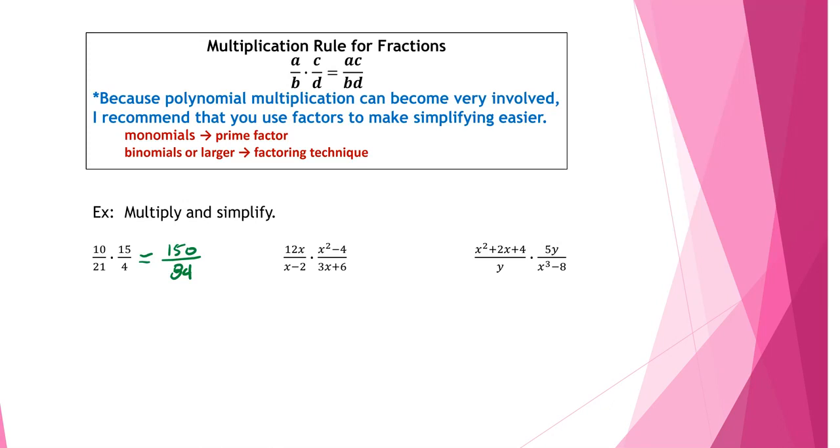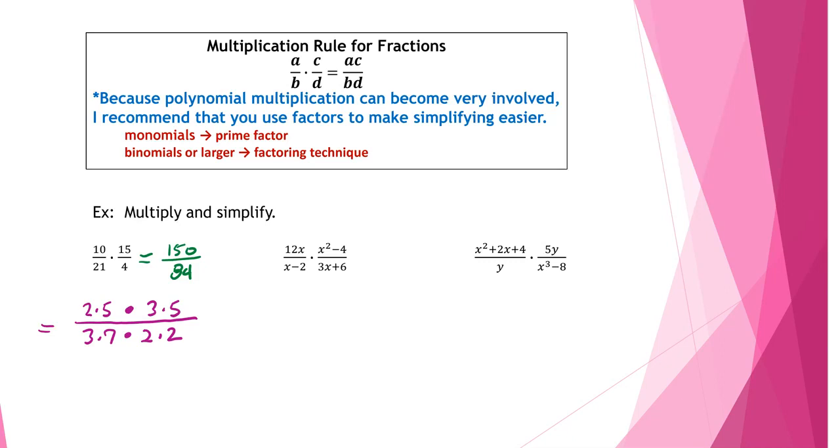So rather than multiplying straight across, what I recommend that we do is we multiply, but we use factors. In other words, I'm going to multiply 10 and 15, but I want to also factor them while I'm doing that process. So 10 times 15, 10 breaks into 2 and 5. And then 15 breaks into 3 and 5, and we're multiplying those together. 21 times 4. 21 is 3 times 7, and then 4 is 2 times 2.